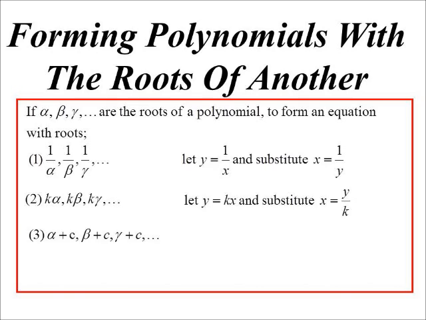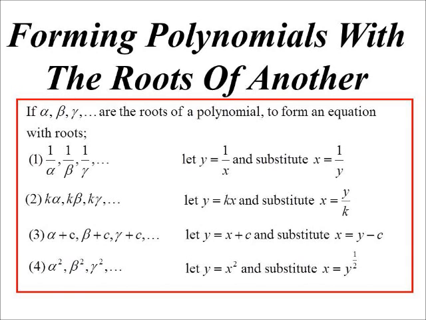If I was to add a constant to each root, same idea. I'll let y equal x plus that constant amount I'm adding on, rearrange it, make x the subject, and substitute that into the old polynomial. How about the root squared? We'll let y equal x squared, so to make x the subject there, x would be y to the power of a half, and substitute that in.